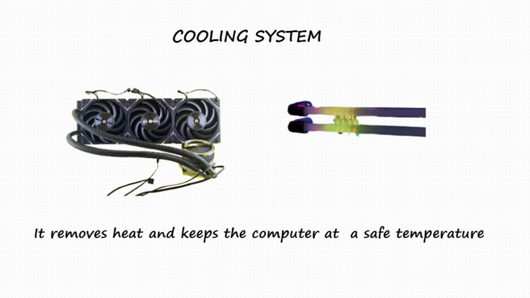With all these components and energy and work, this generates heat that can be harmful to the device. But we can solve this problem with a cooling system. The cooling system removes heat and keeps the computer at a safe temperature. And we have two types of the cooling system. Let's go and see the types of cooling system.